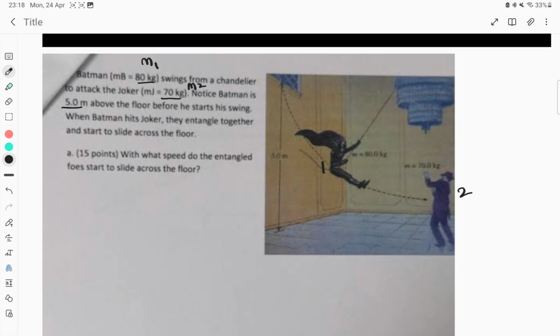Then Batman hits Joker. They entangle together, which means this is a collision problem. I hope you kids have referred to my momentum videos. Anyway, so they collide, they stick together. So this is a type of sticky collision, and then they start to slide across the floor. What you need to find is the velocity or the speed by which they are sliding after they entangle together, which means they are telling us to find the final velocity after they collide.